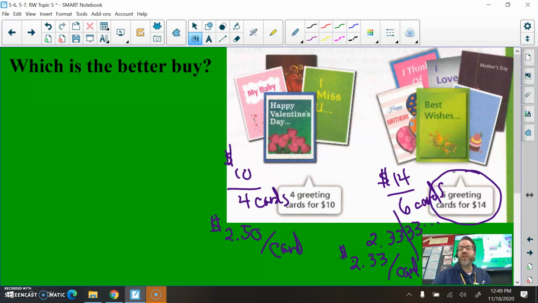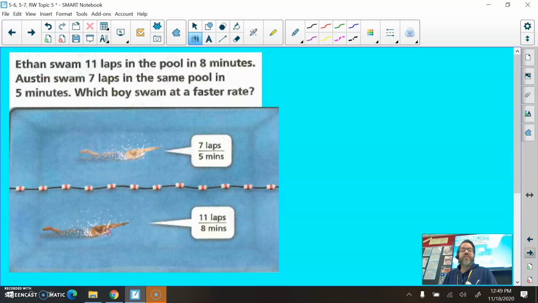Okay, I don't have time to do any more problems, but I want to remind you that you don't have to be dealing with money. You know, if Ethan swims 11 laps in the pool in 8 minutes and Austin swims 7 laps in the pool in 5 minutes, and you want to know who swam faster, then you're not dealing with money here. You have laps per minute as your rate. And you can divide each of these to figure out who's swimming faster. 7 divided by 5, which is 1.4, and 11 divided by 8, which is 1.375. And then you can see who's faster.